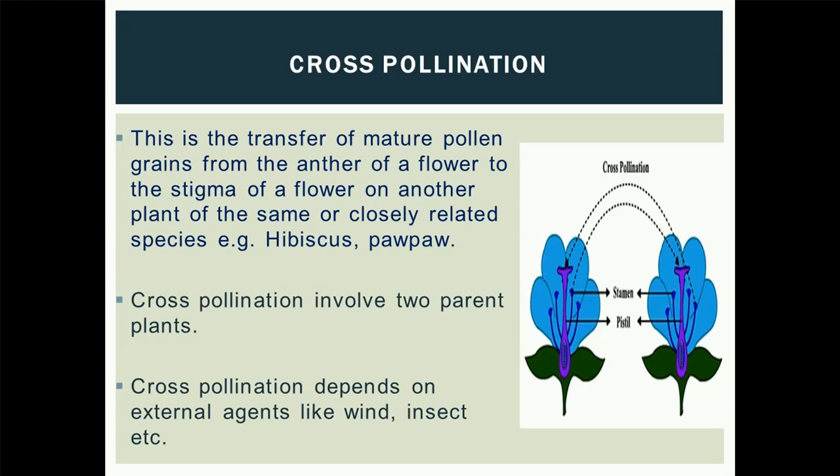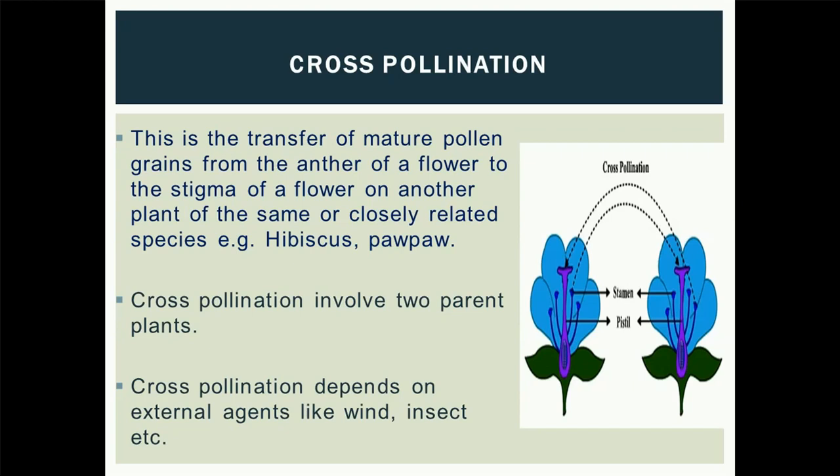And this can occur in, we have hibiscus and purple here. Okay, cross-pollination involves two parent plants. Don't forget, self-pollination involves only one parent. Cross-pollination depends on external agents like wind and insects and so on to take place. Now, when we say cross-pollination, we have two different flowers on two different plants. However, the plants must be of the same species or closely related species.